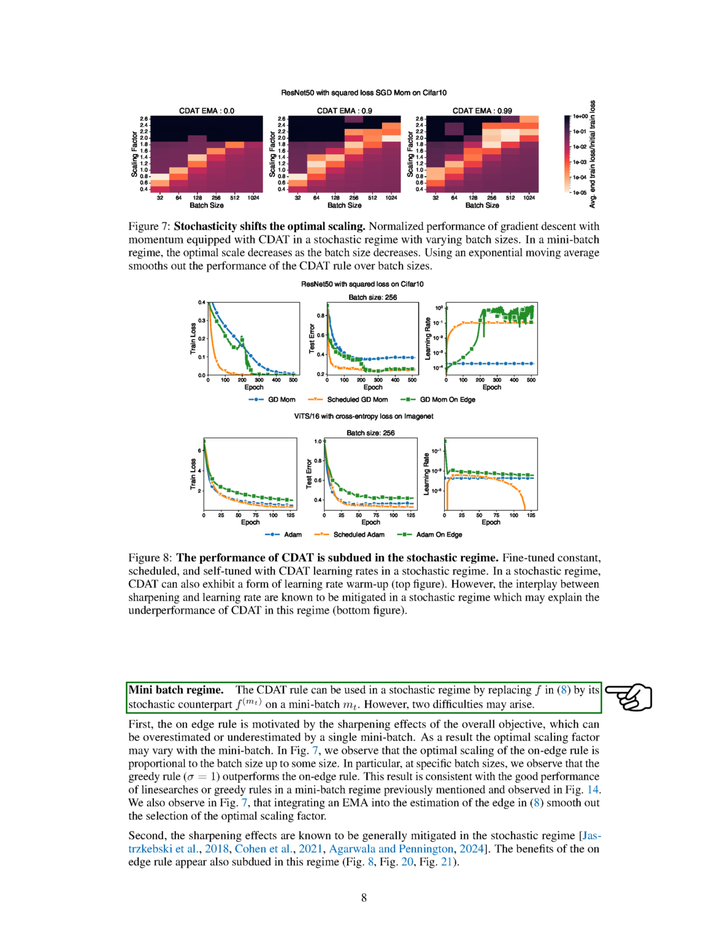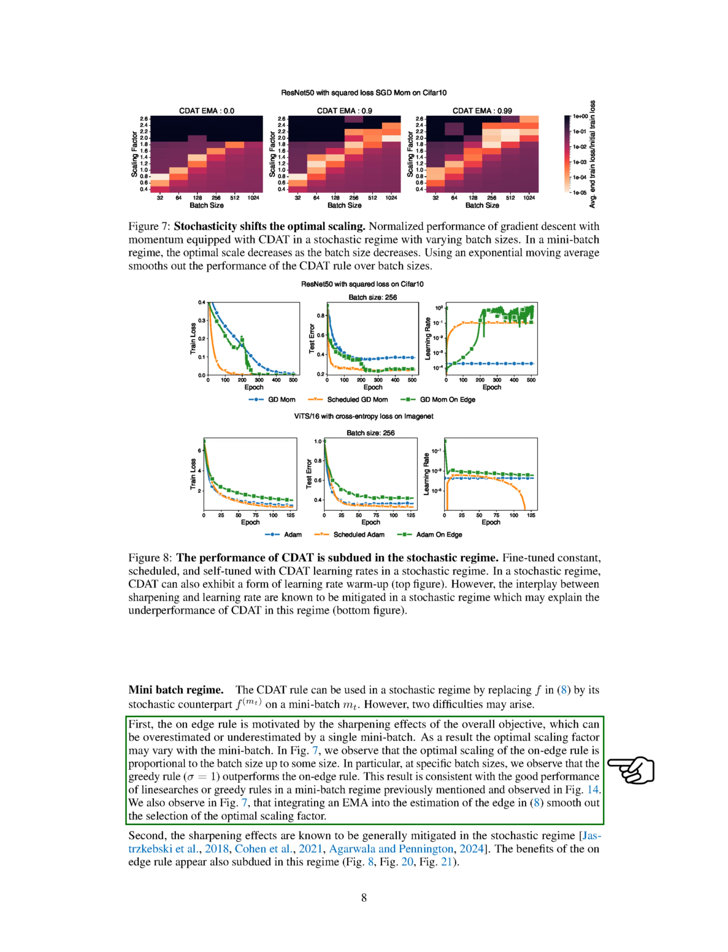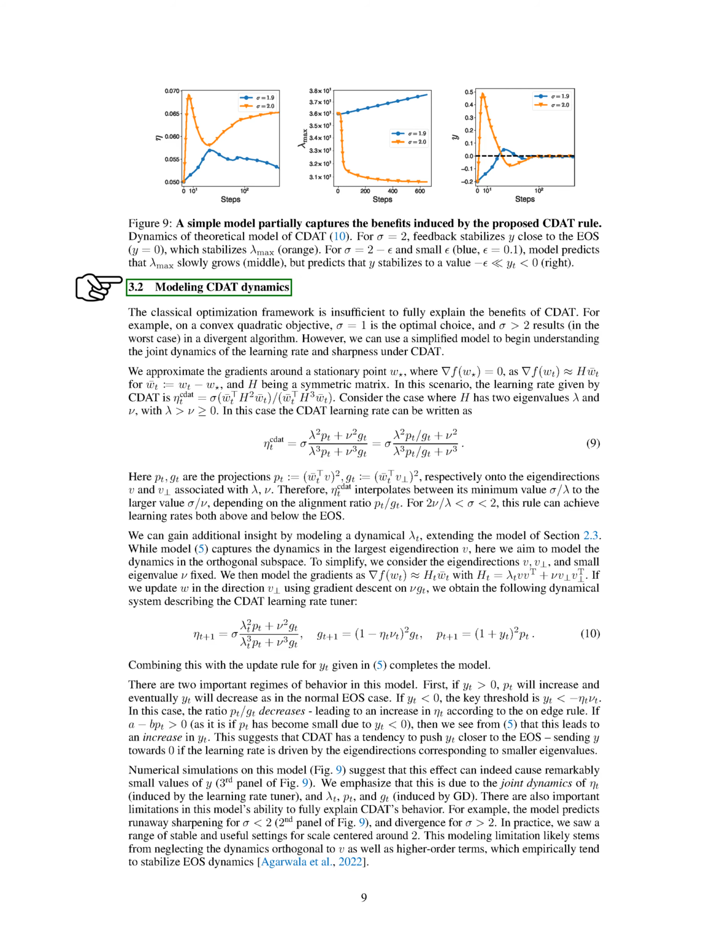However, challenges arise due to the variability in the overall objective caused by individual mini-batches. The optimal scaling factor for the on-edge rule may vary with the batch size. We found that integrating an EMA into the estimation process can help in selecting the optimal scaling factor. Additionally, the benefits of the on-edge rule are less pronounced in the stochastic regime compared to deterministic settings.